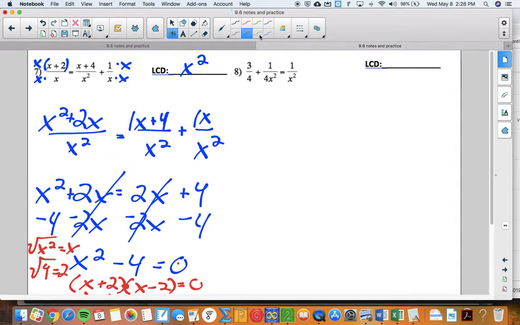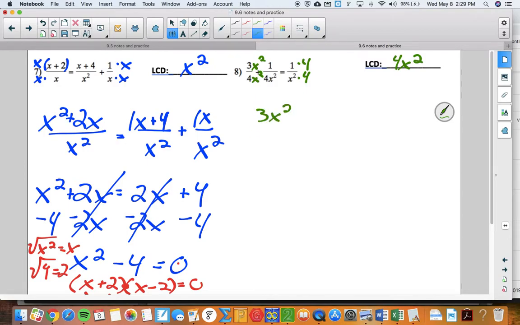Last one. 4x squared is going to be my least common denominator, because I see that this has a 4x squared. This just needs to be multiplied by 4. This needs to be multiplied by x. And now I'll add my fractions. Ooh, this needs to be multiplied by x squared. Now we have 4x squared for all of our denominators. So I'm going to combine the numerators here since this fraction has a common denominator.